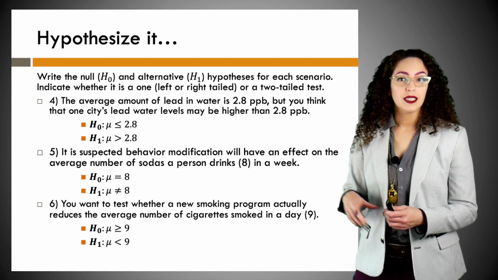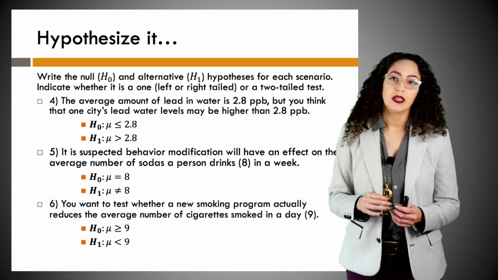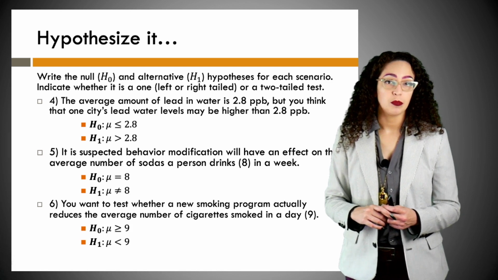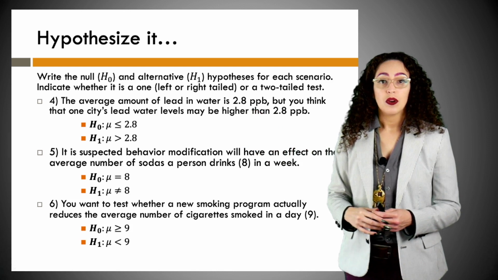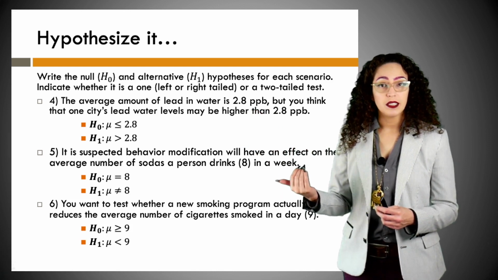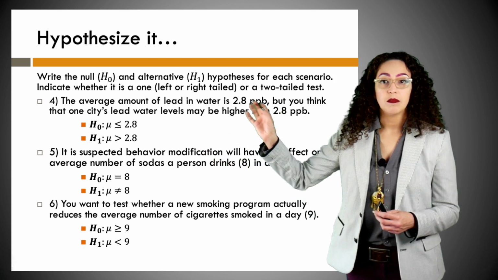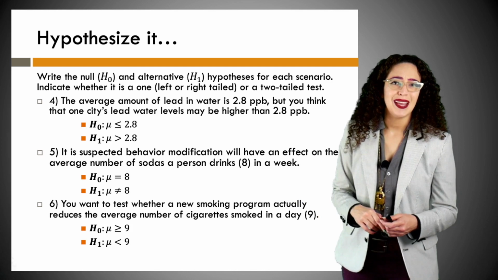How was it? Let's start with number 4. The average amount of lead in water is 2.8 parts per billion, but you think that one city's water levels may be higher than 2.8 parts per billion. So here is the important word, higher than. So our alternative is going to be the greater than symbol. Mu is greater than 2.8. Our null would be mu is equal to or less than 2.8. There is no lead in this water, it's fine.